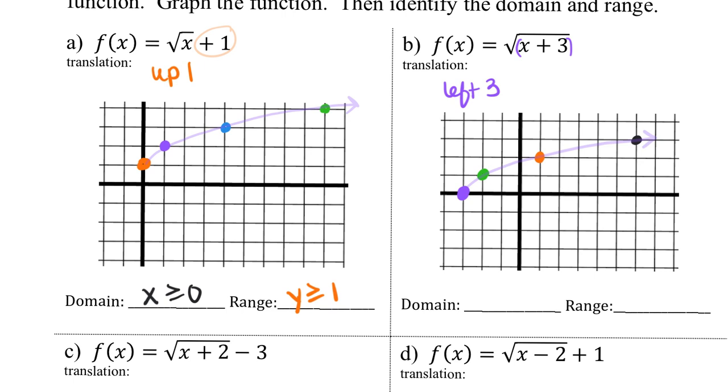Okay, domain is the x values. This is where the graph starts. What's the x value here? Negative 1, negative 2, negative 3. So it starts at negative 3, and then it goes to the right, which are the numbers that are bigger than negative 3. So x is greater or equal to negative 3.